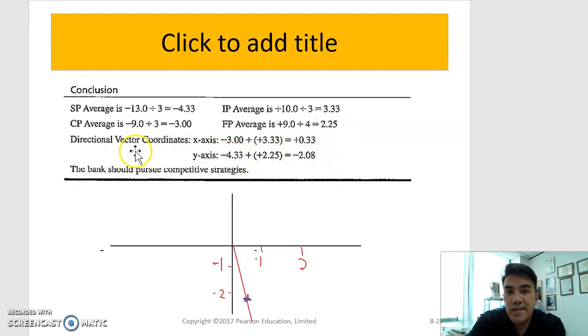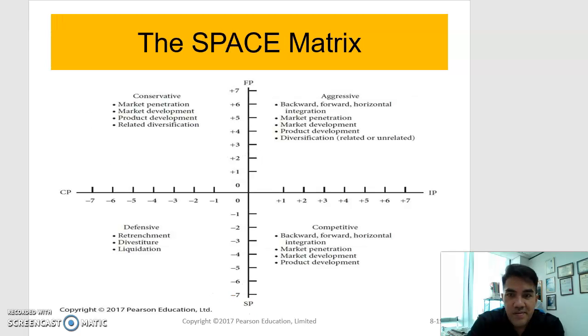Then you get the directional vector coordinates. For the x-axis, we know that it is between CP and IP. Yes, CP and IP, we add them together, and then FP and SP.